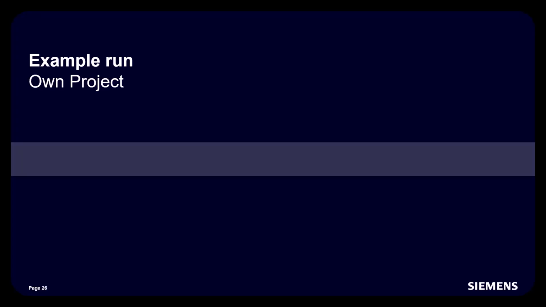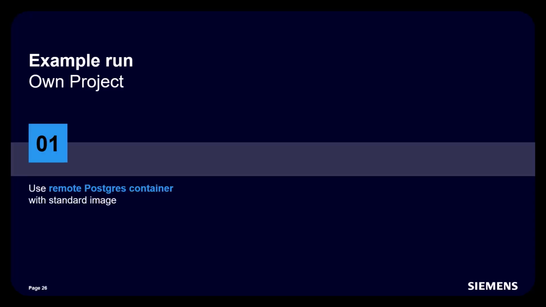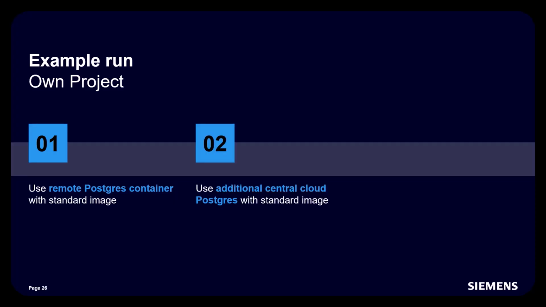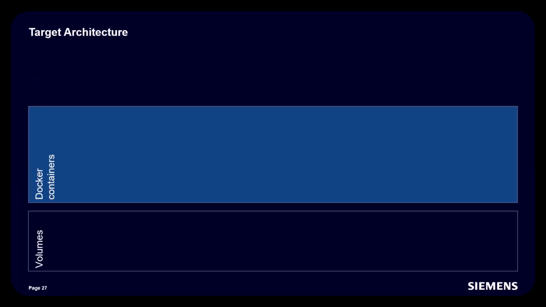Let us now set up a small scenario, starting from a standalone application. First, we want to bring this into Docker. Then the usage of a standard Postgres image and an additional central Postgres container, which could be in the cloud, should be added. For access restriction, we create a remote web server in a DMZ. So this could be the target architecture.